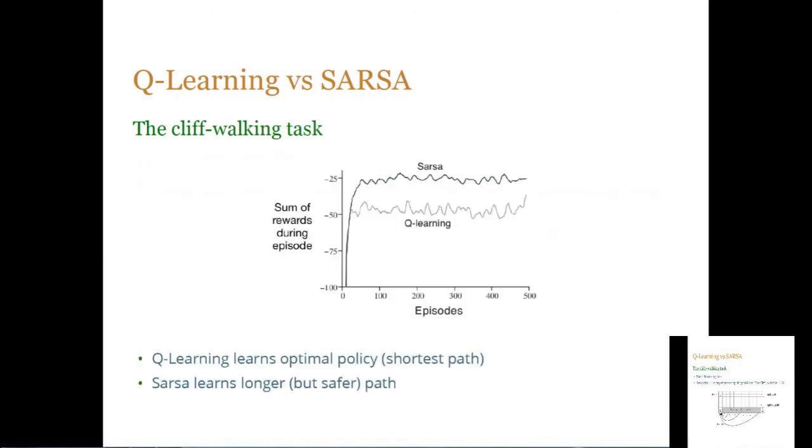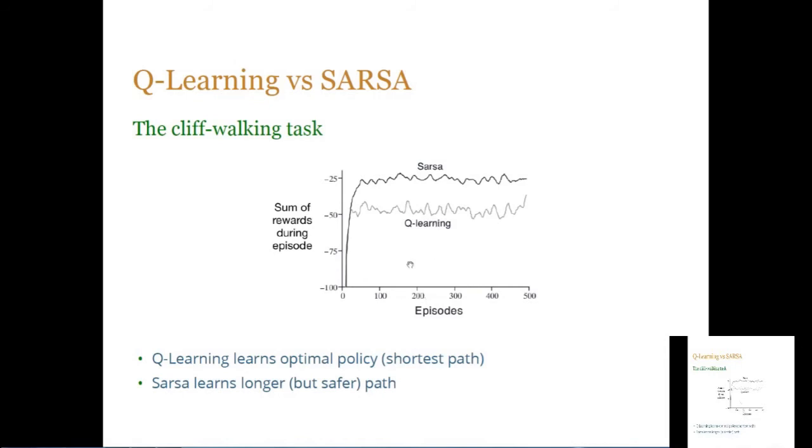Okay, so let's look at the solution. So this is if I run both Q-learning and SARSA, then I get these results. Now notice that this is the sum of rewards during the episode, and we see that SARSA obtains higher rewards, and Q-learning obtains lower rewards. So why is that, if Q-learning is approximating the real optimal policy?